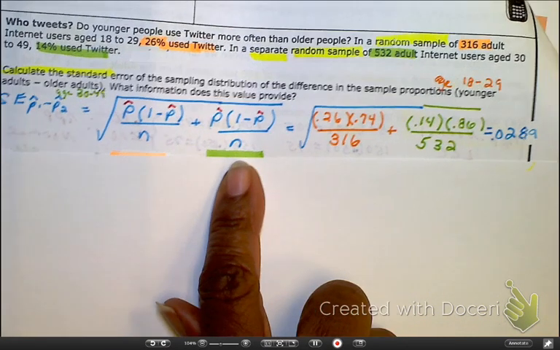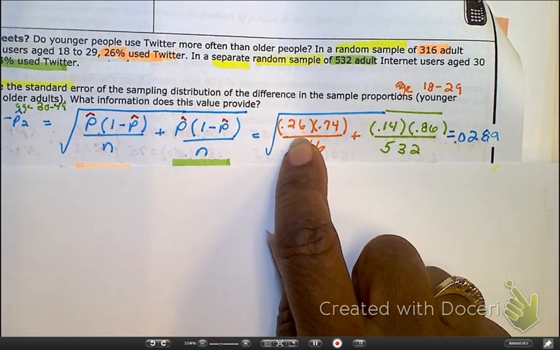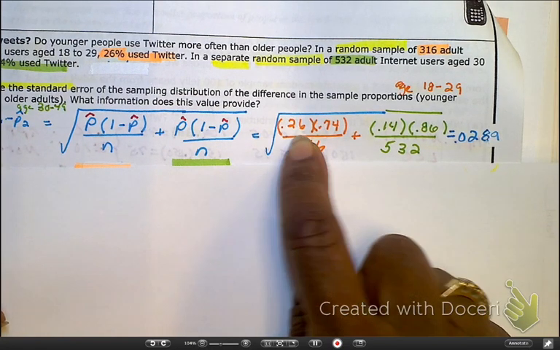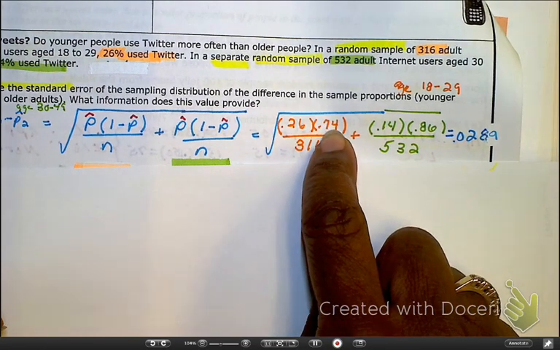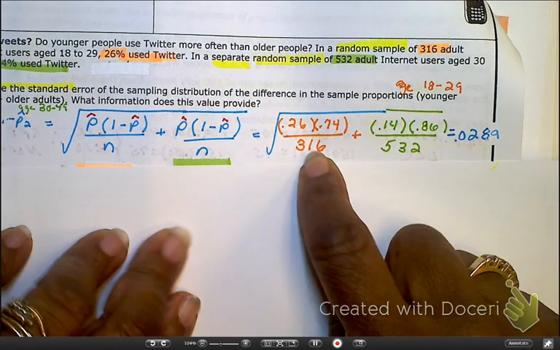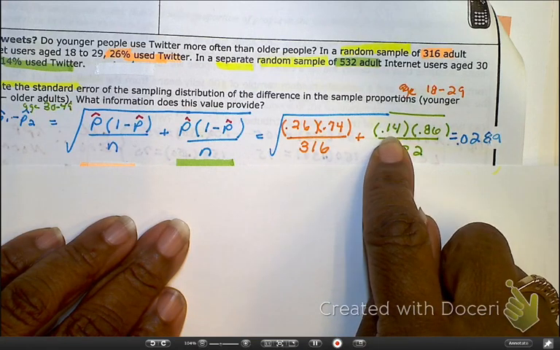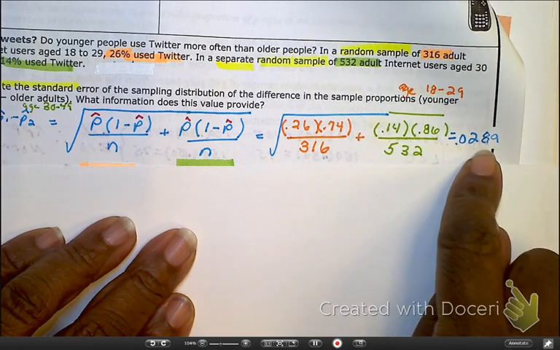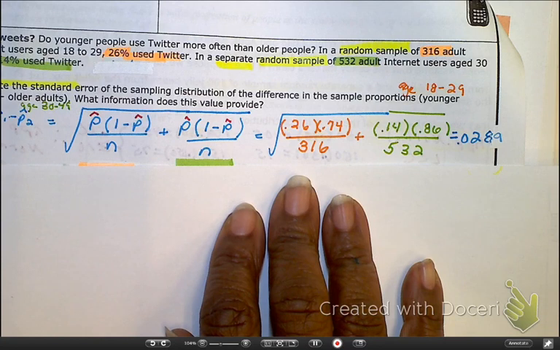So, here's the formula. We're taking our values for your younger adults, the ages 18 to 29. I've got those in orange. This is the probability that they use Twitter. That's the probability that it doesn't happen over the entire sample size. Here are older adults, 30 to 49. Here, the probability that they use Twitter, probability not over the sample size. You do the math, you crunch it, and that's what we have. And no, I don't know another way of doing it, but maybe we can come up with some other way together.